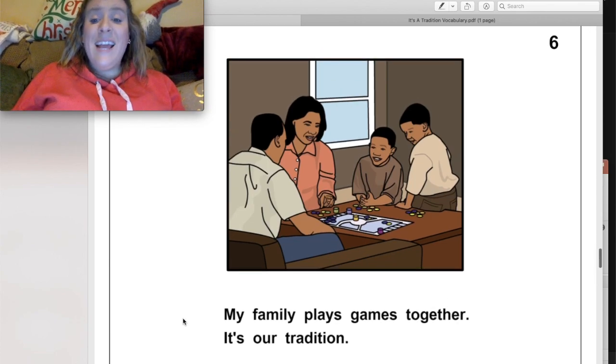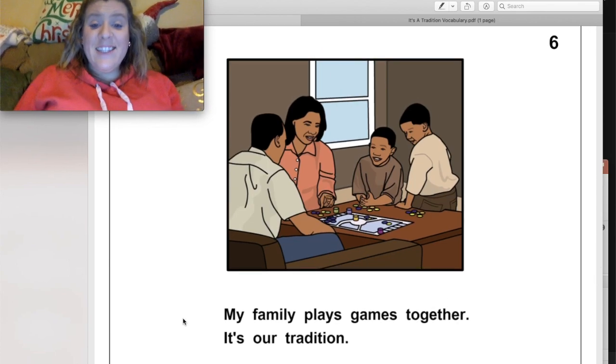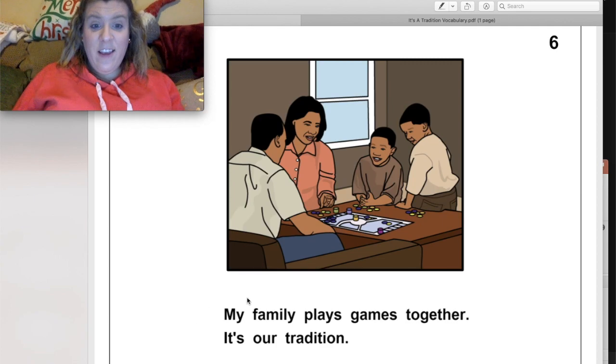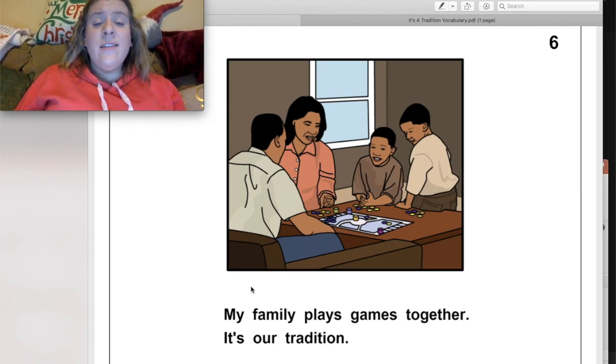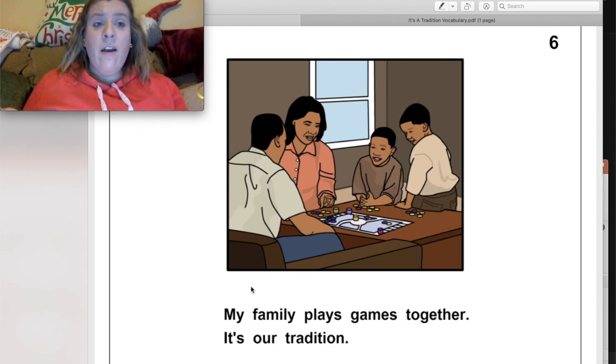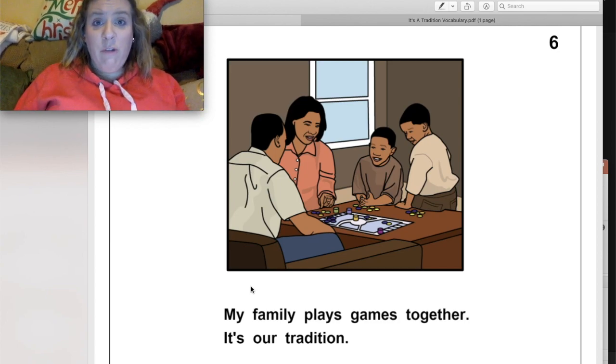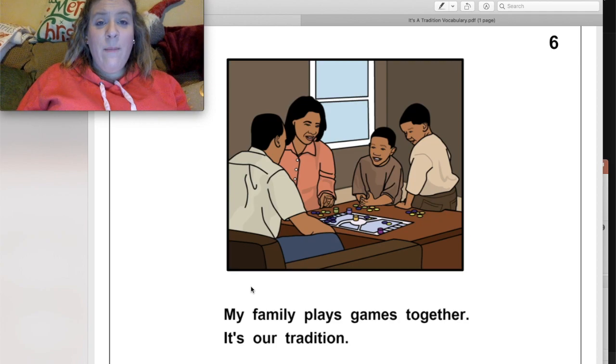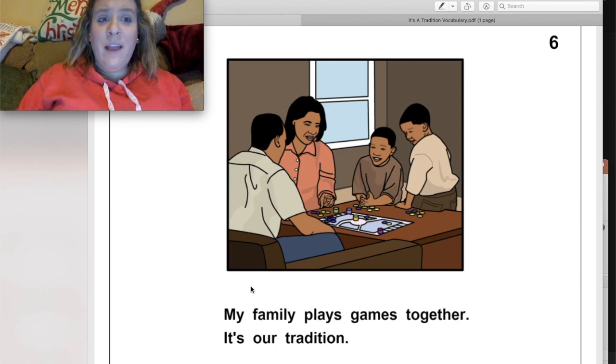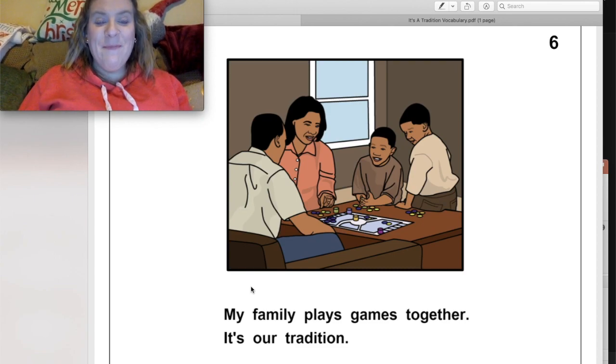My family plays games together. It's our tradition. Do any of you guys spend the holiday vacation playing games with your family or friends? I know when I'm with my family, they like to play games, and I'm a big party pooper because I don't always want to play. But it is something that my family likes to do together, playing games.